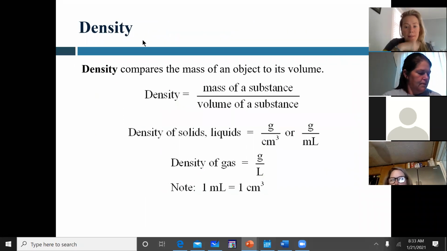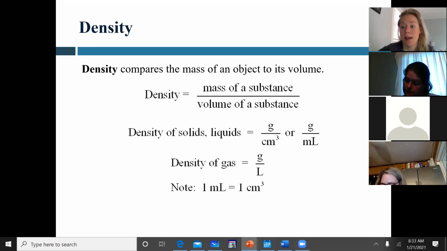So let's talk about the equation for density. Density equals mass over volume. So if you want to solve for density, you need to have two pieces of information. You need to have its mass, and you need to have the amount of space it occupies, which is its volume. There's a bunch of different units for density. It will always be a double unit. It'll be a mass thing over a volume thing.